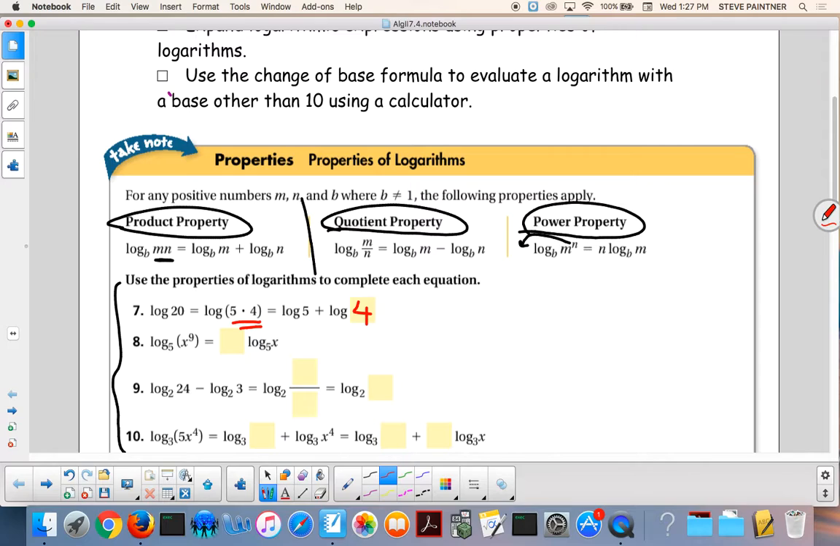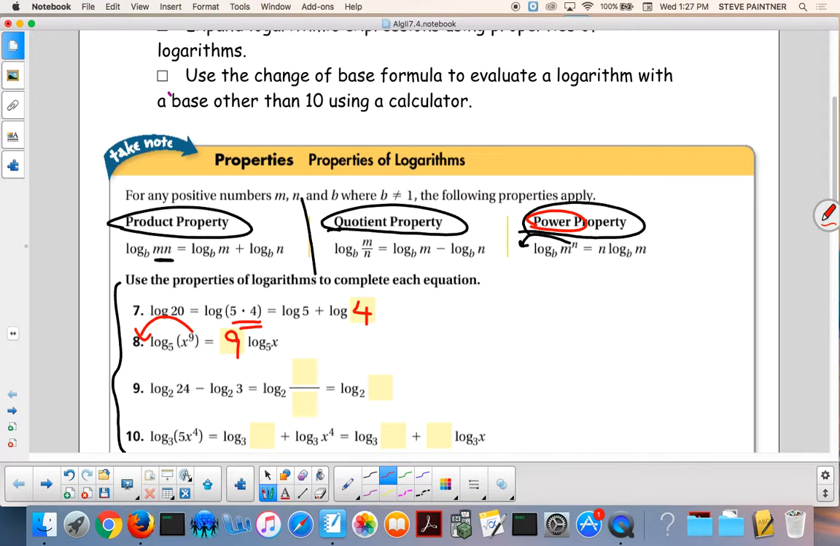Okay, what about this one? Log of x to the 9th, base 5. Do you see multiplication here? Do you see division here? I don't see this times this. I don't see this divided by this. So this one's going after the power property. Where can the 9 go? Out in front. So you got a 9. That's it.